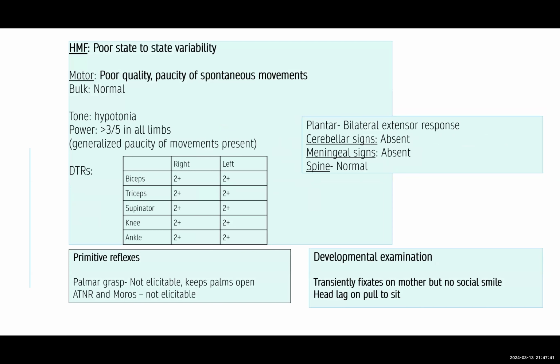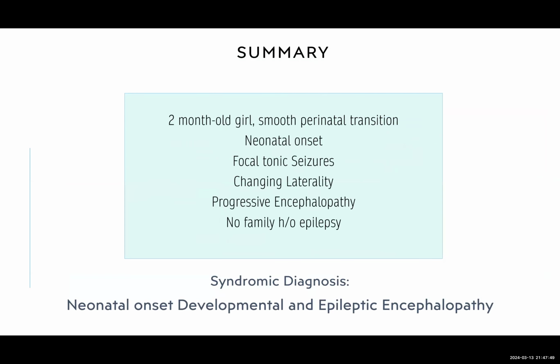On motor examination, baby had paucity of movements and central hypotonia. There were no cerebellar or meningeal signs. Primitive reflexes were non-elicitable. So to summarize, we had a 2-month-old baby girl with smooth perinatal transition and neonatal onset of focal tonic seizures with change in laterality and progressive encephalopathy without any significant family history of epilepsy.